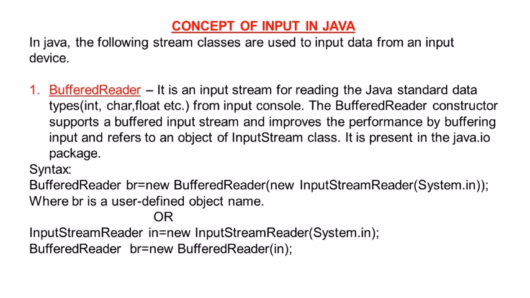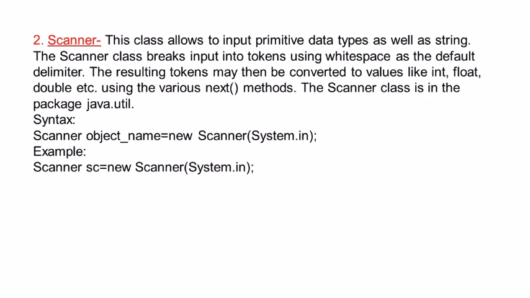Second type is by using the Scanner class. This class allows to input primitive data types as well as string. Scanner class breaks input into tokens using white space as the default delimiter. The resulting tokens may then be converted to values like int, float, double, etc. by using the various next methods. The Scanner class is in the package java.util. This is the syntax. We have to first write Scanner, then we have to write the object name equals new Scanner(System.in). Example, Scanner sc equals new Scanner(System.in), where sc is the object name.